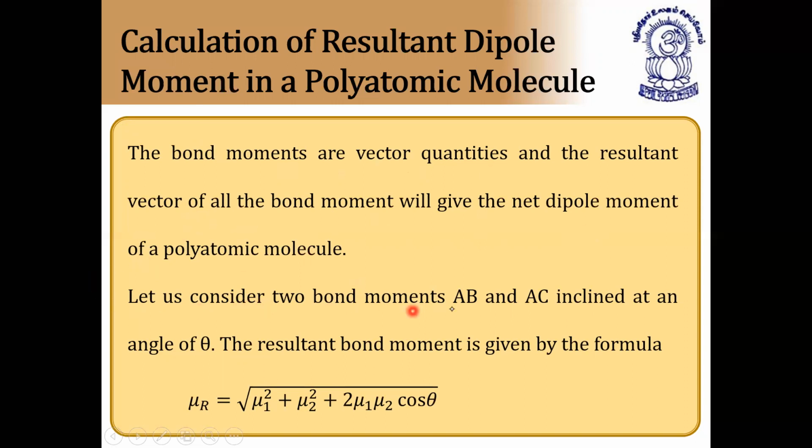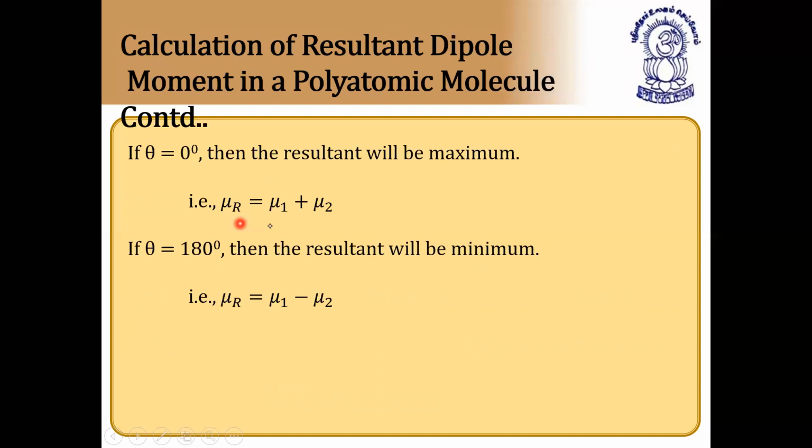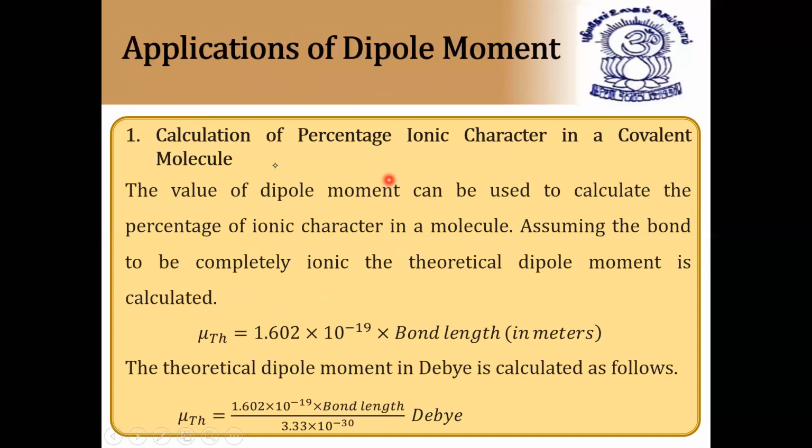Let us consider two bond moments inclined at an angle theta. The resultant bond moment is given by the formula square root of mu1 square plus mu2 square plus 2 mu1 mu2 cos theta. Anyway, the application of this formula is not important. If theta is equal to 0, mu resultant is equal to mu1 plus mu2, the maximum. If theta is equal to 180 degrees, the resultant will be minimum, equal to mu1 minus mu2. So it is mu1 plus mu2 or mu1 minus mu2, depending upon the theta value. Very, very important.